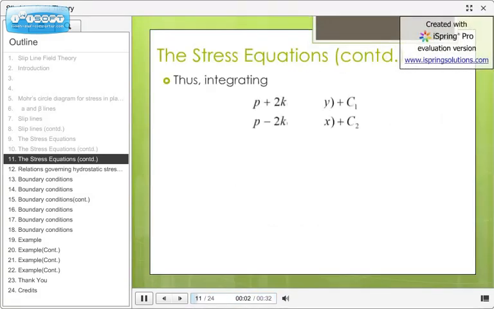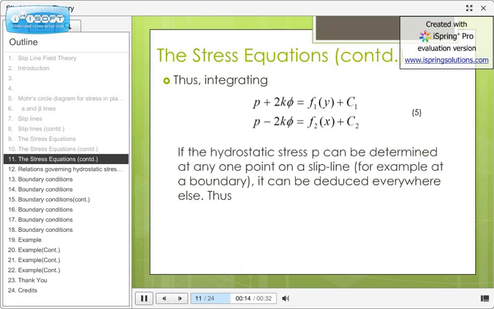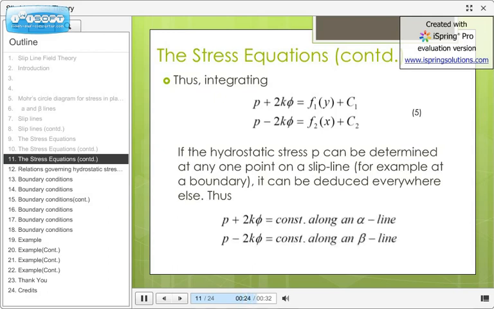Thus, integrating the previous equation, that is equation 4, we get p plus 2k phi equals f1, which is a function of y, plus c1, and p minus 2k phi equals f2, which is a function of x, plus c2. If the hydrostatic stress P can be determined at any point on a slip line, for example at a boundary, it can be deduced everywhere else. Thus, P plus 2k phi equals constant along an alpha line, and P minus 2k phi equals constant along a beta line.